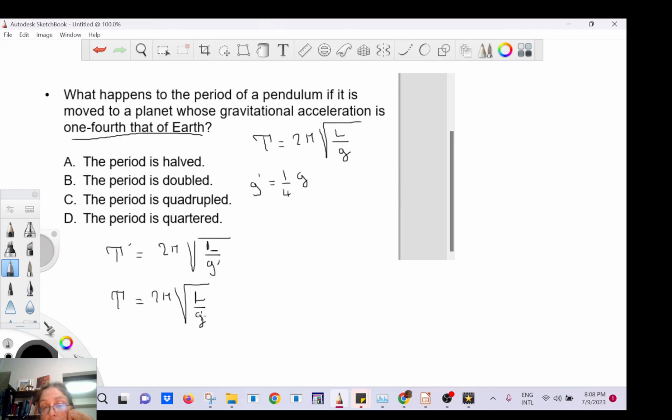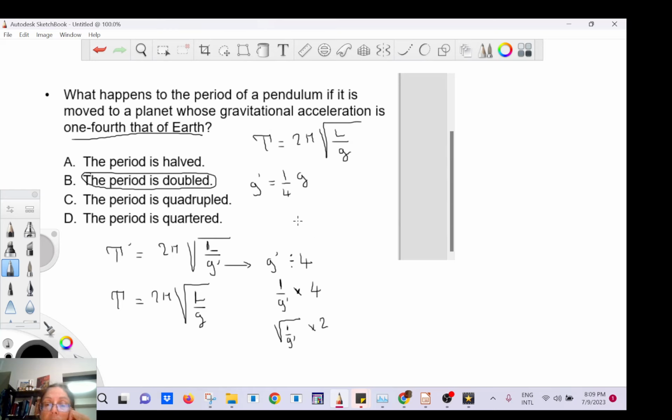So you have different ways to do it. So you can say, okay, what's happening here? G prime is divided by 4, right? So 1 over G prime is going to be multiplied by 4, okay? And then you are taking the square root. L doesn't change, so it doesn't count. It's going to be multiplied by 2. So the new period is going to be doubled.